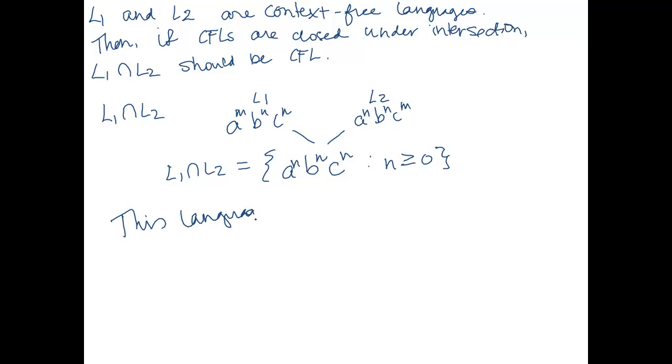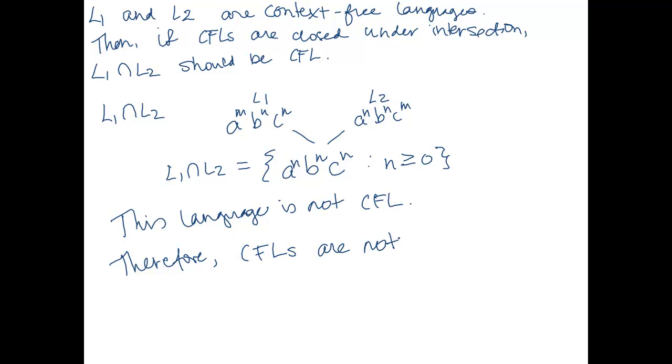However, this language is not a context-free language. We will prove this in another video. So for this proof, you have to take my word on it, but you can look at the other video to see the proof. So if L1 and L2 are context-free languages and context-free languages are closed under intersection, then L1 intersect L2 should be a context-free language, but it isn't. So where does our contradiction come from? Context-free languages are not closed under intersection. Therefore, the statement was false.